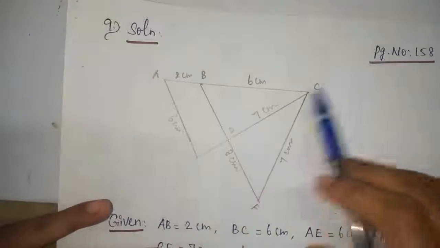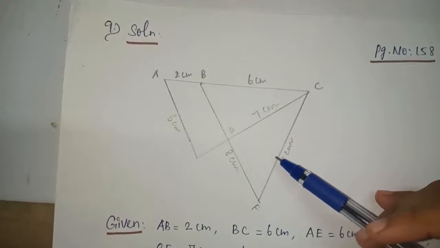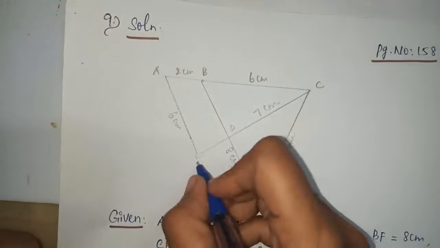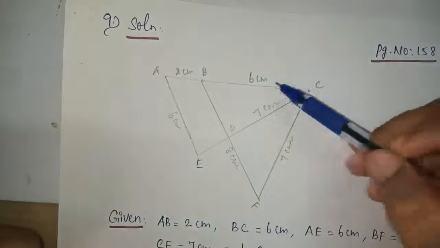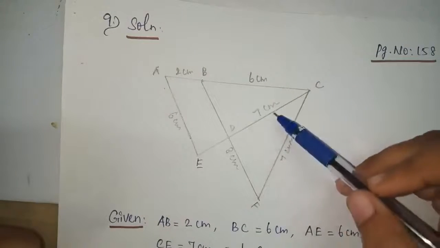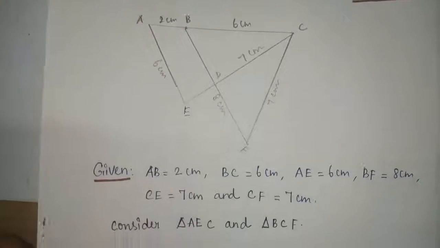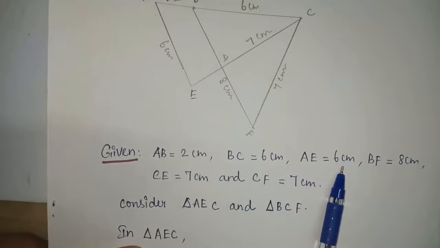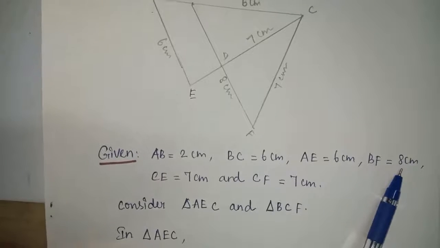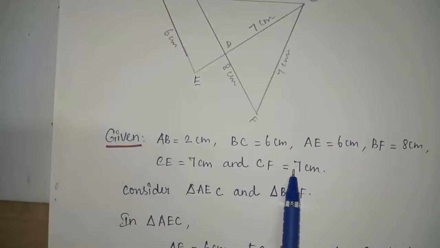So problem number 9 solution. The problem belongs to page number 158. So this is the respective figure with measurement. So this is E. AE is 6 cm, AB is 2 cm, B to C is 6 cm, then CE is 7 cm, BF is 8 cm, CF is 7 cm. So given AB is equal to 2 cm, BC is equal to 6 cm, AE is equal to 6 cm, BF is equal to 8 cm, CE is equal to 7 cm and CF is equal to 7 cm. So whatever is given in the question, you just write the measurements.